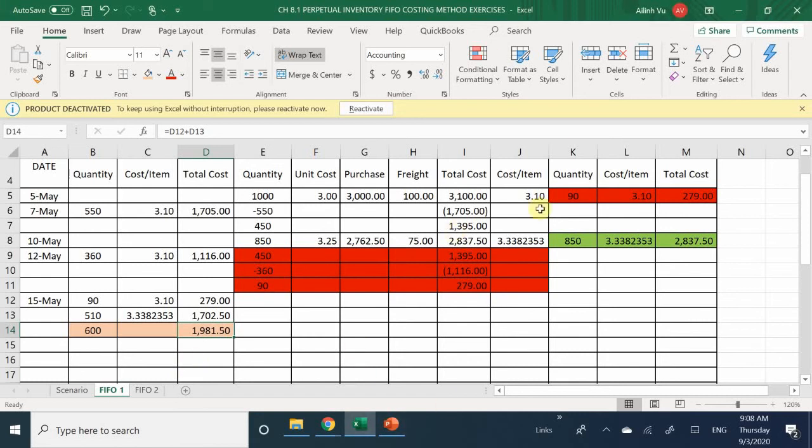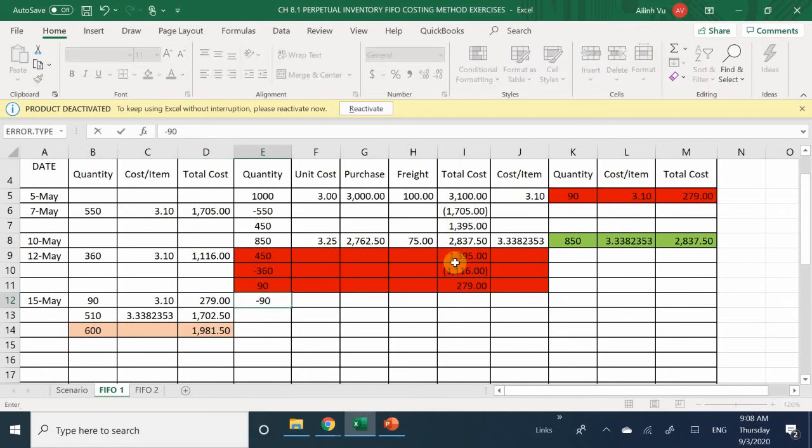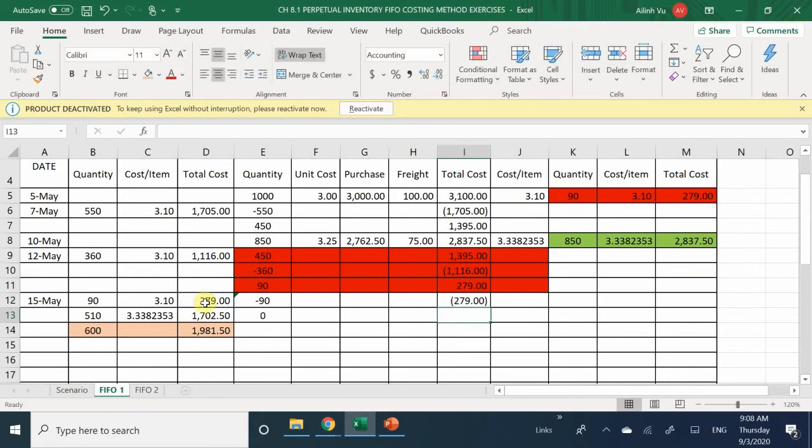Now, my first batch is my red one, so I'm going to indicate here that I sold my 90 units. That means I'm at 0. So I'm going to go 90 plus my negative 90, 0. Same thing here. This is just to indicate that you sold it completely off. So I'm going to subtract my 279, and I should get 0.